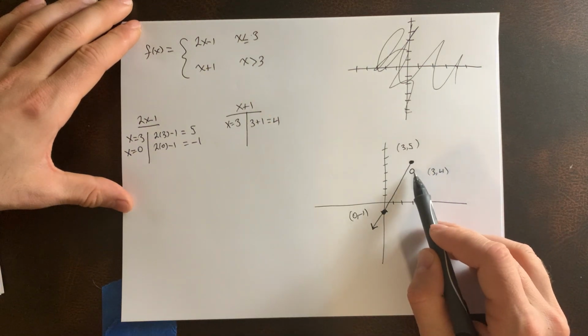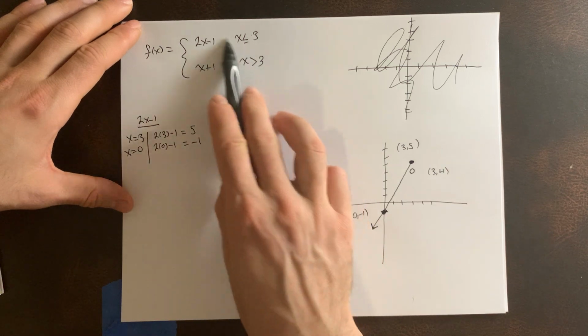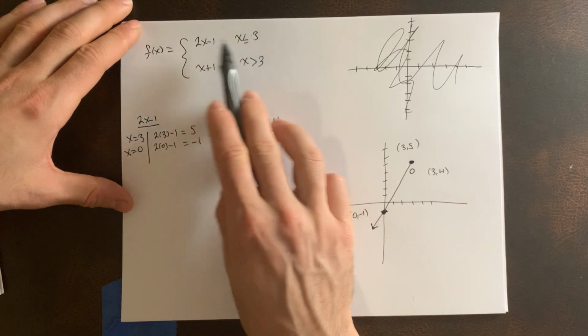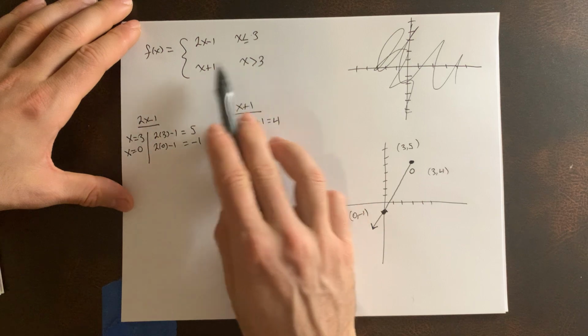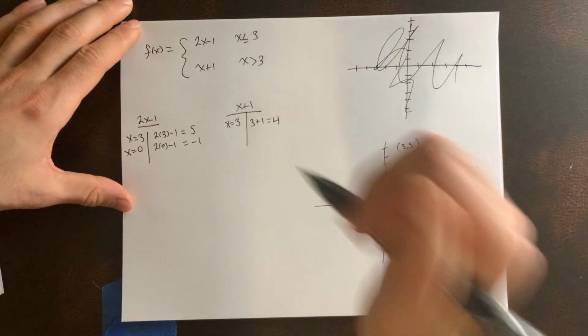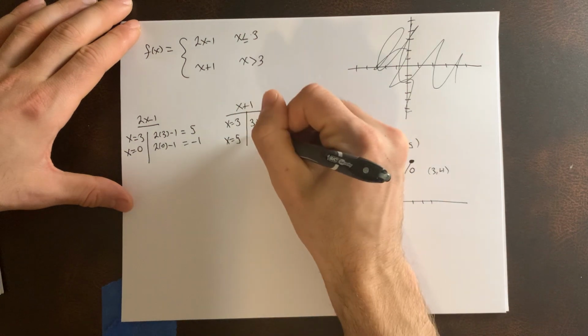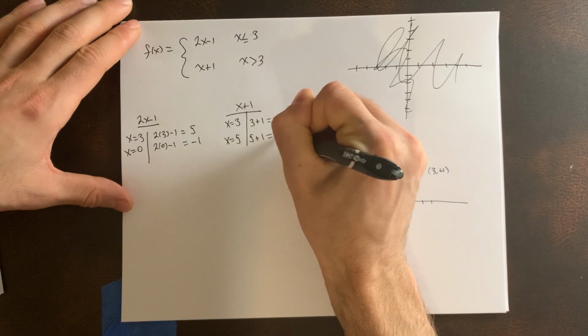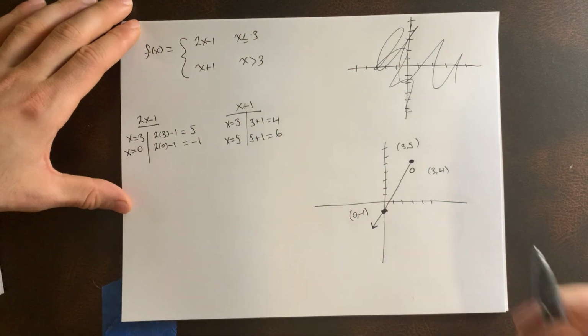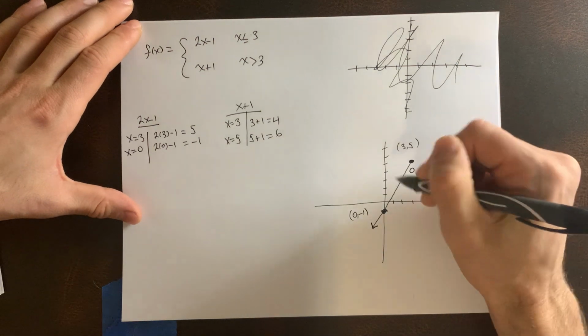So now we're going to do the same thing for the other equation. Like before, in this one we just picked a number less than 3 to plug in. Now we're going to pick a number bigger than 3 to plug into this equation. So how about like 5? If we plug in x equals 5, we get 5 plus 1, which equals 6. So the point 5, 6. So here's 5.